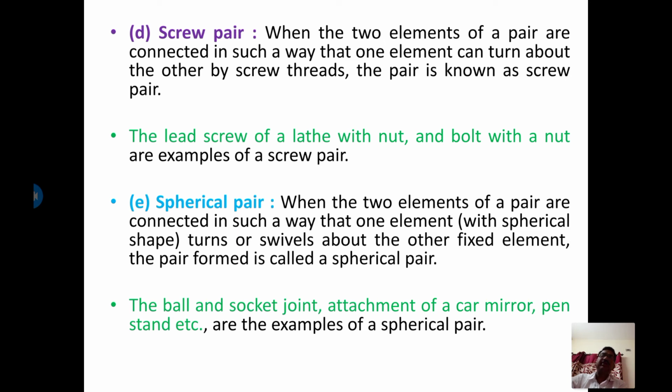So even you are observing, in most cases the car mirror will have spherical movement. Okay, that is why it's called a spherical pair. A pen stand is also one of the examples. A ball and socket joint is also another example of a spherical pair.